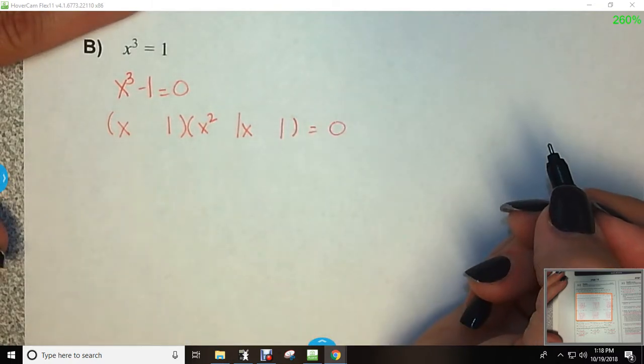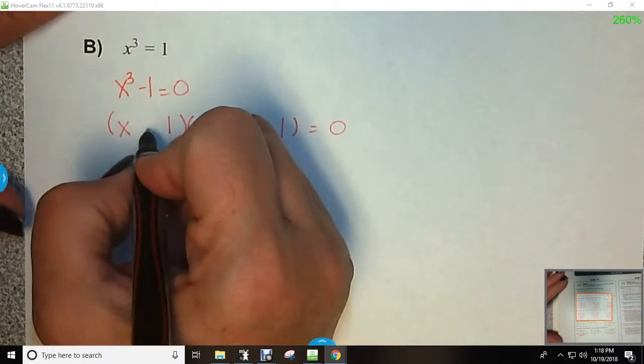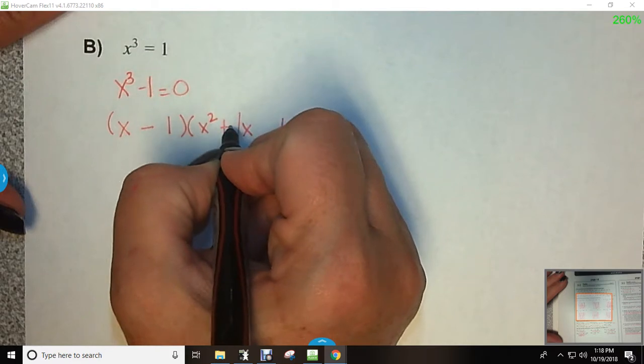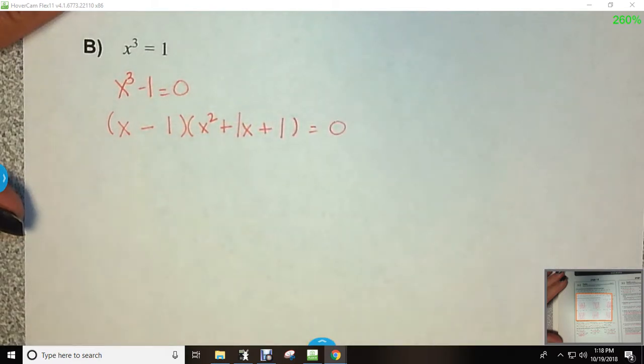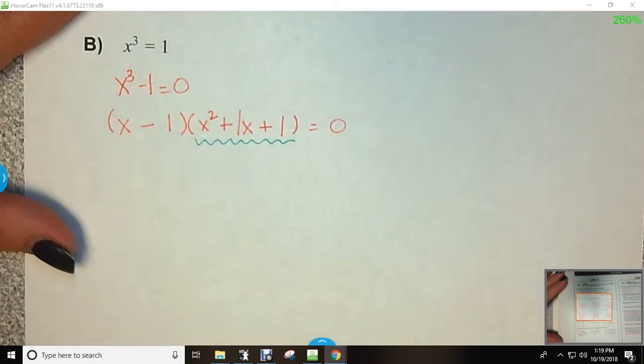And now we've got to use SOAP to get the signs. Started out negative, so I'm going to do the same. Opposite, always positive. So now, this parenthesis has an x squared in it, and the thing is it will never, ever, ever factor any more than that.